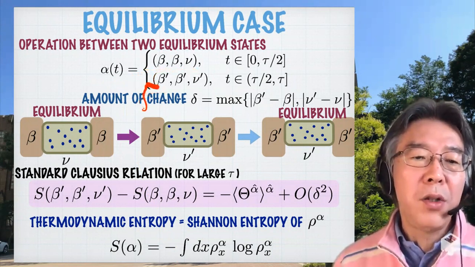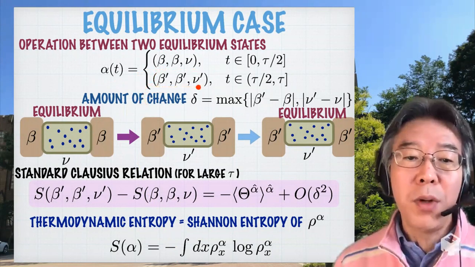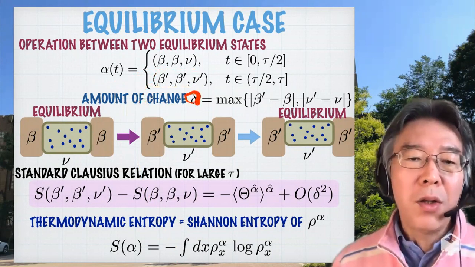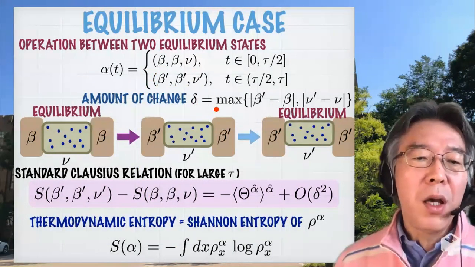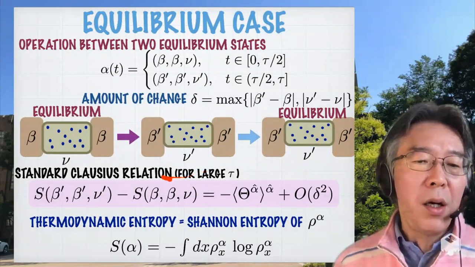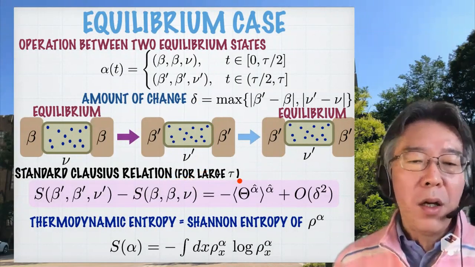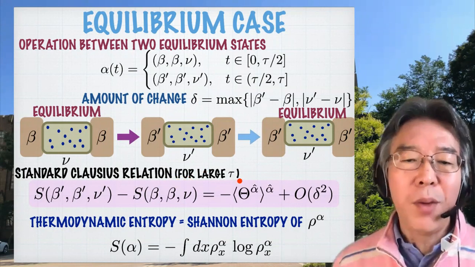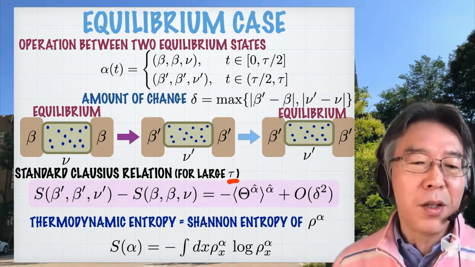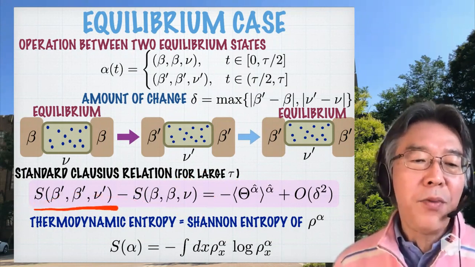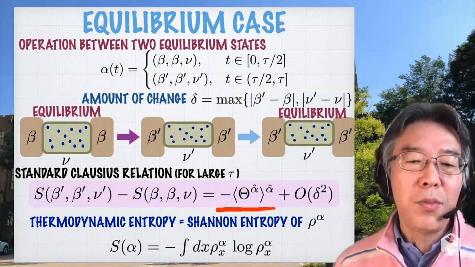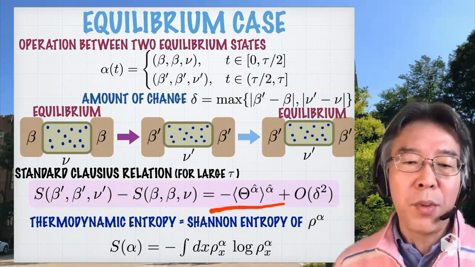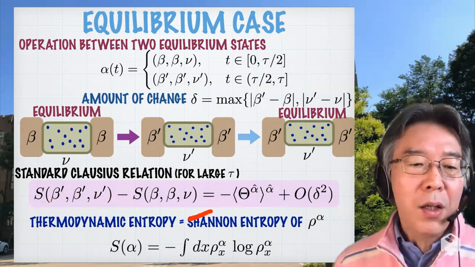And at some stage, you change it to beta prime nu prime. Okay, and delta denotes the amount of change. And then in this case, for large enough tau, we can prove, or many people can prove, this was proved many, many times, that the difference in entropy is equal to the minus of the total entropy production in the bath. And here the entropy is just thermodynamic entropy.